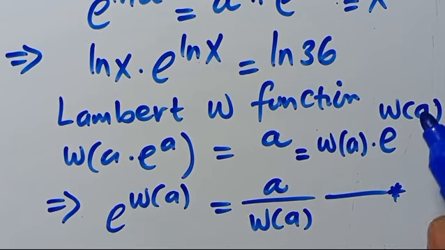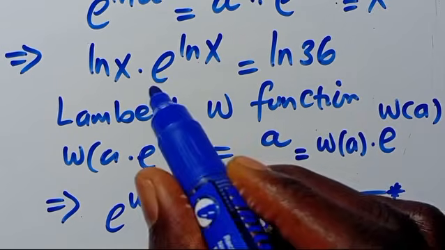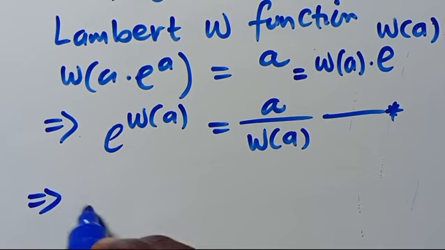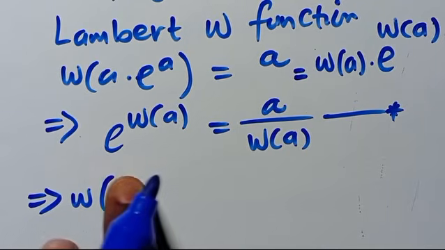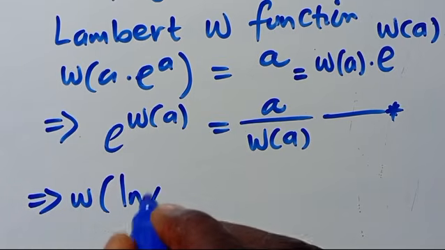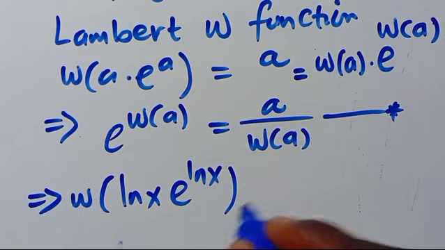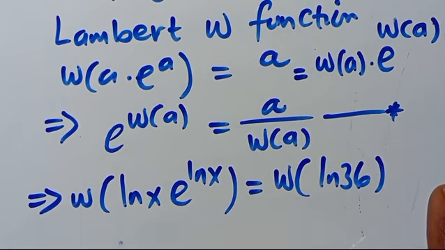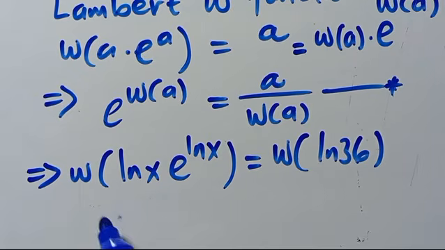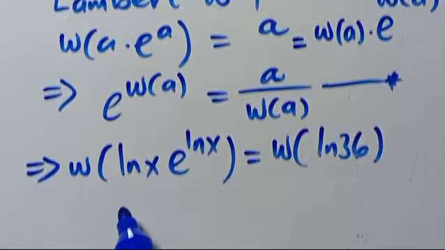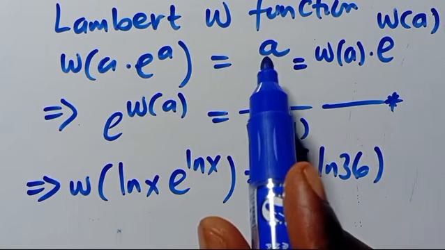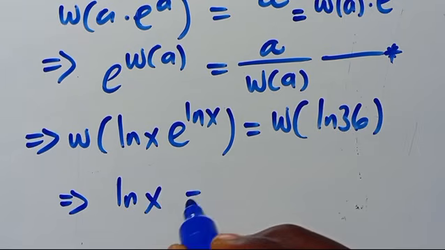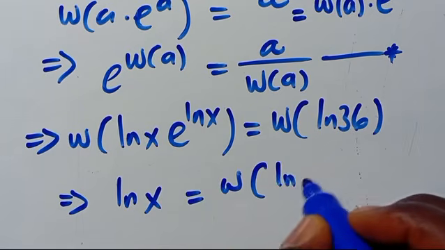So now the next thing we just need to do is to make sure we apply the Lambert W function to the left and to the right hand side. So we're going to have the Lambert W function of ln of x times e to the power of ln of x equals the Lambert W function of ln of 36. You can see that the base and the power are the same, and that is the reason why we apply the Lambert W function. And from the definition, we have a. So from here, we also have ln of x equals the Lambert W function of ln of 36.